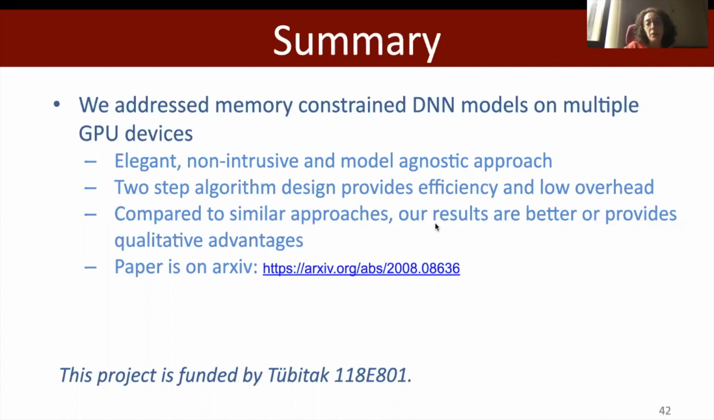And in our results, we are either better or provide qualitative advantages, like we provide a valid solution, we have much lower overhead, or we don't require programmer intervention. We submitted this paper, and it's under review, but if you want to read the paper in more detail and give us feedback, it's available on arXiv. Thank you very much. That's all from me.